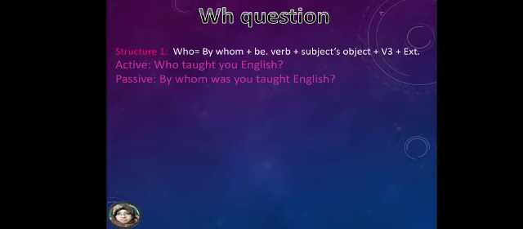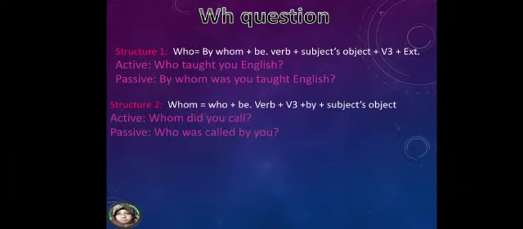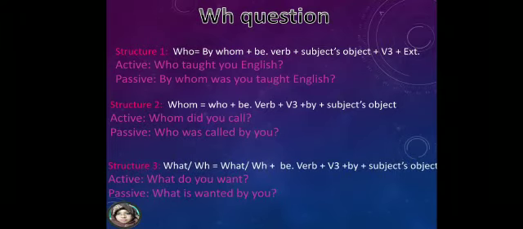Next structure is the whom type of question. Here the example is, whom did you call? We have to write who instead of whom, then auxiliary verb according to tense, then the verb's V3 form, then by, then object. What type of question? The example is, you can see that, what do you want? Here, what doesn't change. Then auxiliary verb according to tense, then the verb's V3 form, then by, then object.